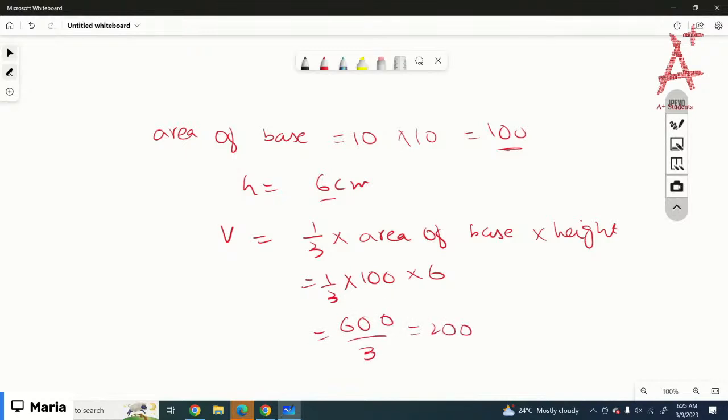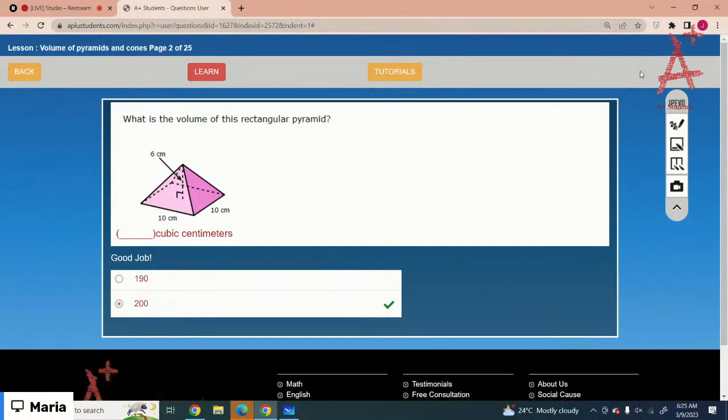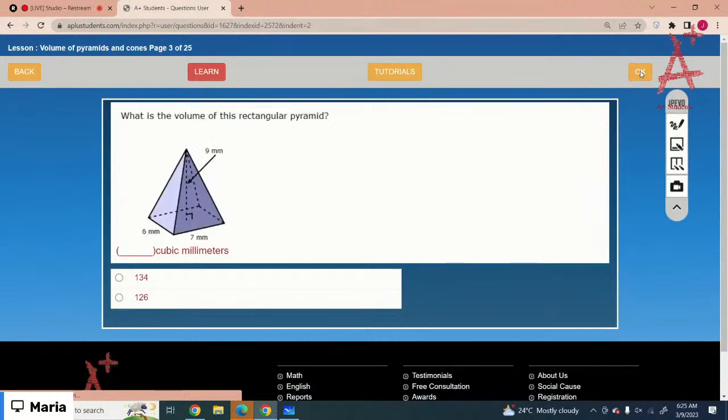That means the volume of the rectangular pyramid is 200 cubic centimeters. Yes, just select the correct option, then click on the OK button. Okay, the next one is what is the volume of the rectangular pyramid?